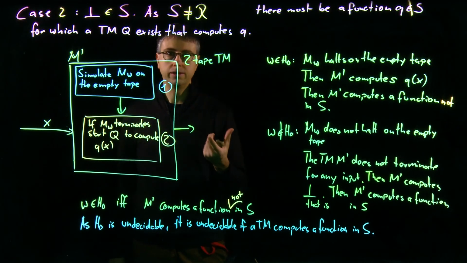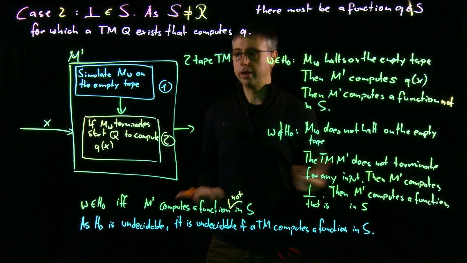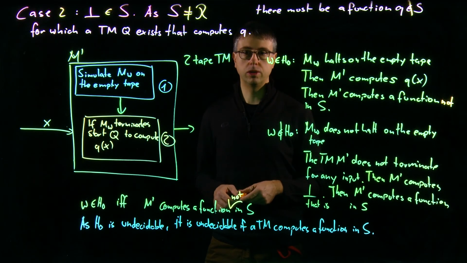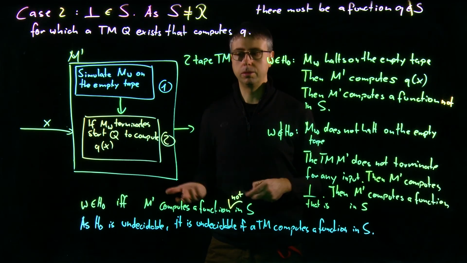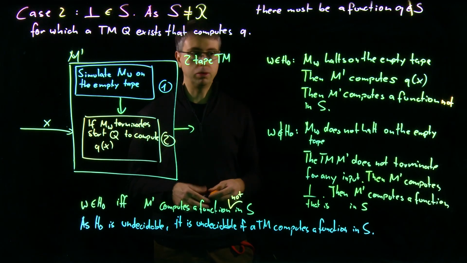And there are only these two cases, because either bottom is in S or it is not in S. And for both cases we have derived that it could not be decidable whether a Turing machine, an arbitrary Turing machine, computes a function in S. So this actually proves Rice's theorem.